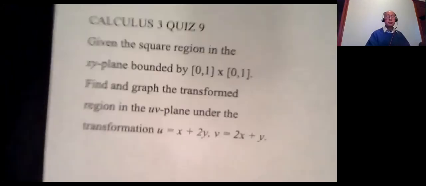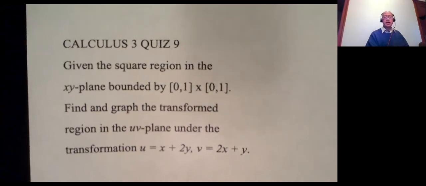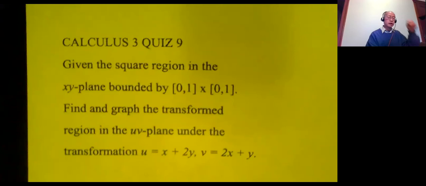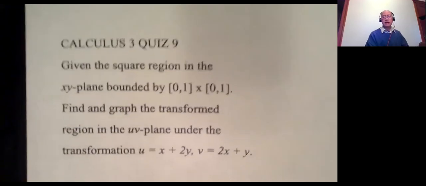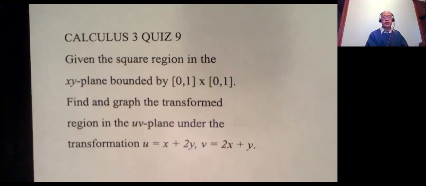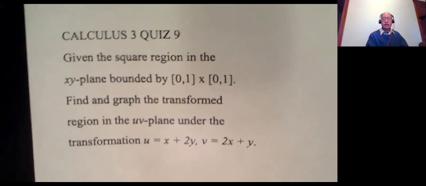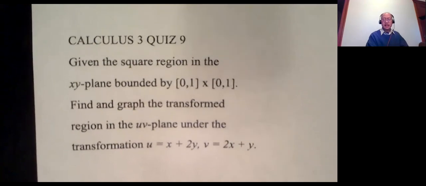So here we go. So get your cell phones out, or you're ready to do a screenshot. And I'm going to make it very easy on you by not proving that it's a linear transformation. All right, so given the square region in the XY plane bounded by 0, 1, cross 0, 1, it's a square region, right? So find and graph the transform region in the UV plane under the transformation U equals X plus 2Y, V equals 2X plus Y. It's very, very easy, actually.